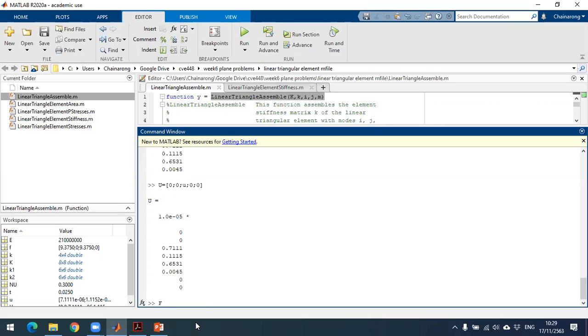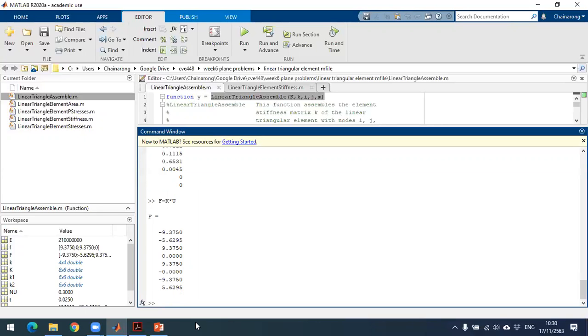And this is the nodal force vector for the global system. This is not the reaction vector. It is the global nodal force vector that includes the reaction also, but it is not all reaction.